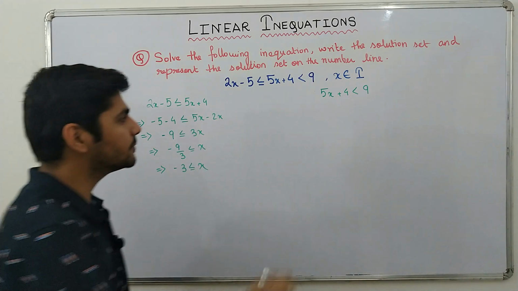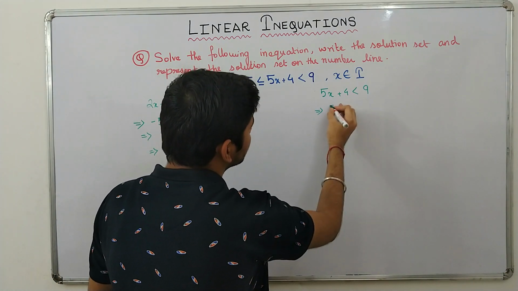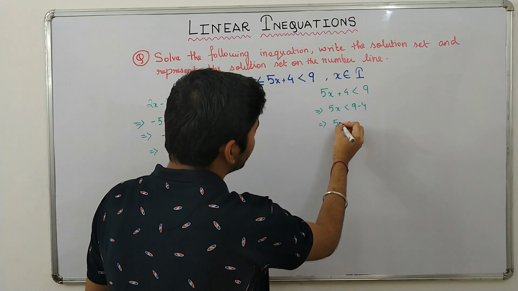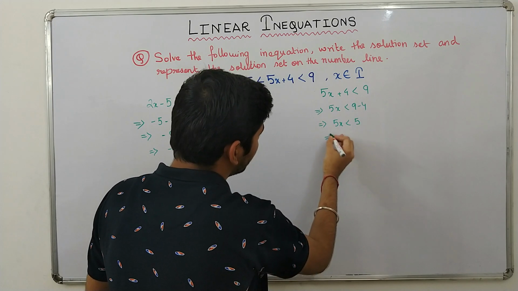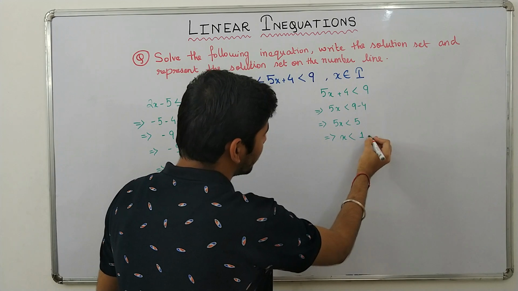Now let's solve that one. Over here 4 will go to the RHS. So 5x is less than 9 minus 4. Therefore 5x is less than 5. Therefore x is less than 5 by 5. That means x is less than 1.